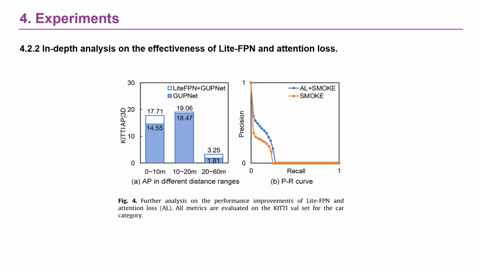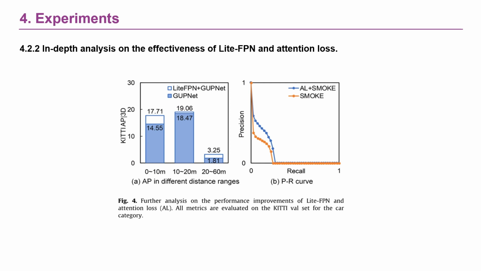To better explain how attention loss and LightFPN improve detection quality exactly, we include an analysis with performance curves and an analysis at what distance detection errors have been reduced. As shown in Fig. 4a, the improved GUPNet with LightFPN outperforms the baseline by 20.72% relative improvement in AP3D for objects nearby and 79.56% for distant cars, which proves the effectiveness of our proposed LightFPN in multiscale detection.